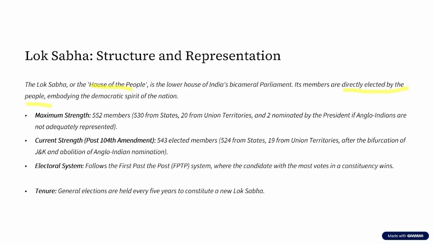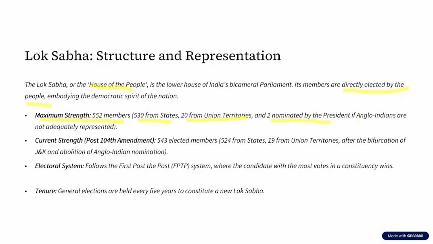Now, what is the composition of Lok Sabha? Look at these numbers very carefully. I'll also mention certain changes to these numbers. Before 2019, the maximum strength of Lok Sabha was 552. In that 552, 530 members were from different states, 20 members were from the union territories, and 2 members were nominated by the president.